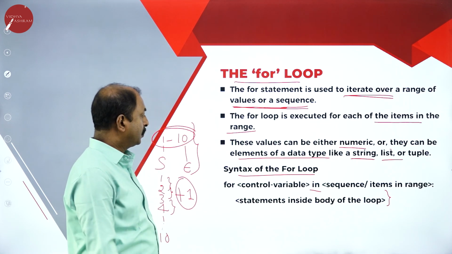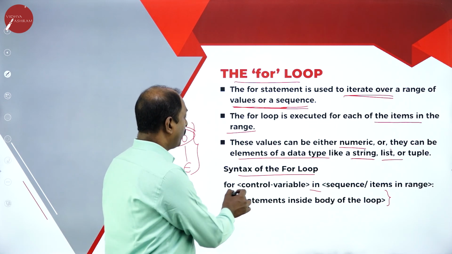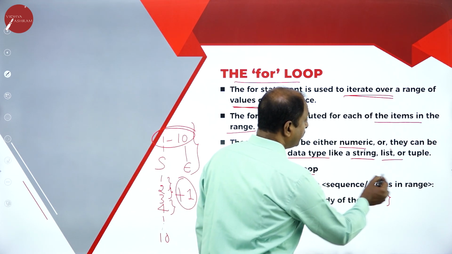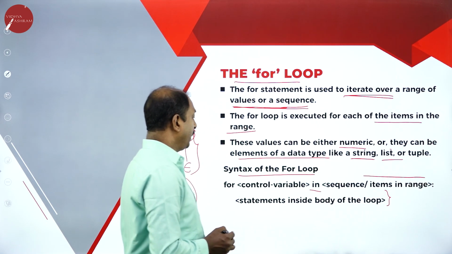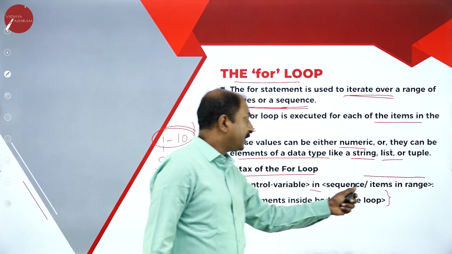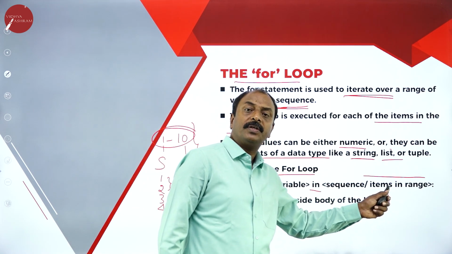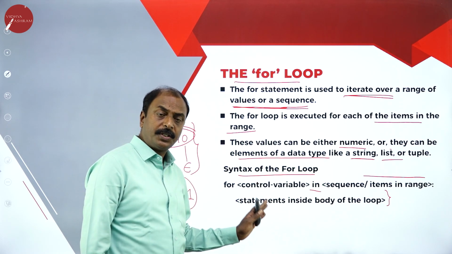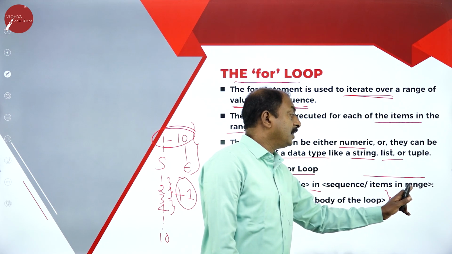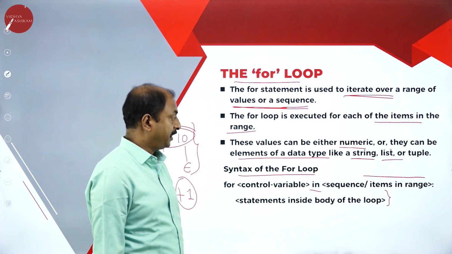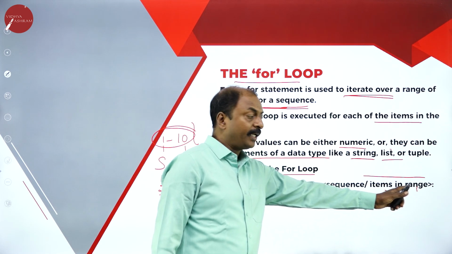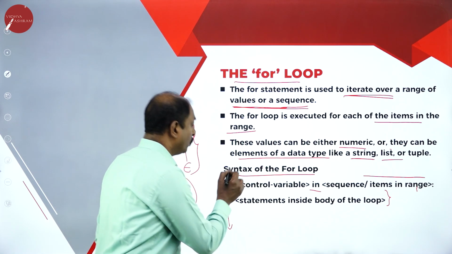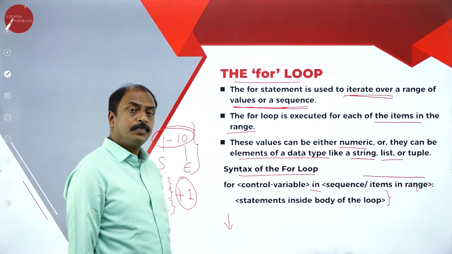So I repeat once again. The for loop is used to repeat the statements within the range of values. At every iteration it checks the condition, whether the values are within the given range. And how long does it continue? It continues as long as it has not reached the last element in the given range. Once the last element is reached, it comes out of the for loop and executes the statement after the for loop. So this is how the for loop works.